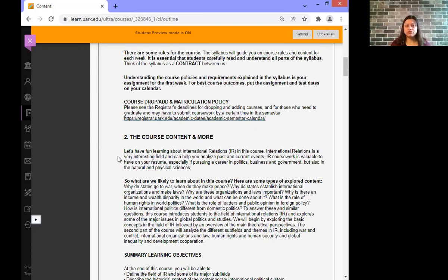It's going to bill you for taking a course, so you don't want to get billed for a course you don't want to take. So if you plan on dropping the course, do that before those deadlines.